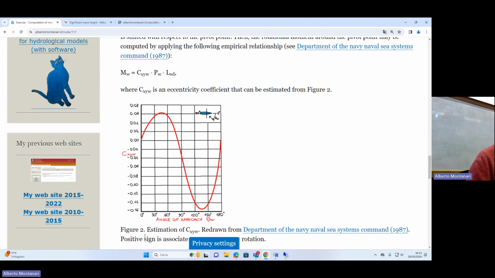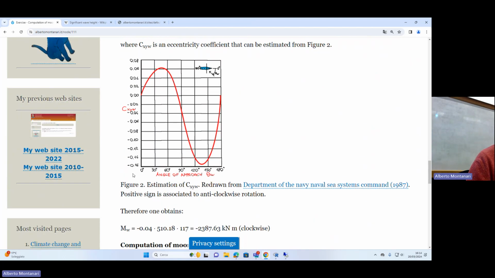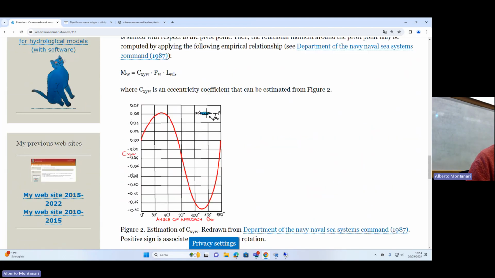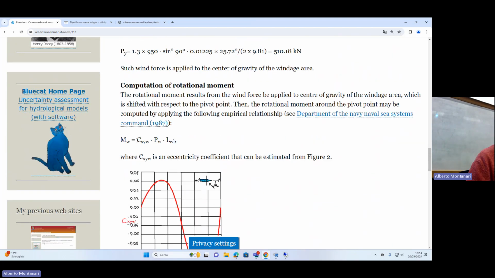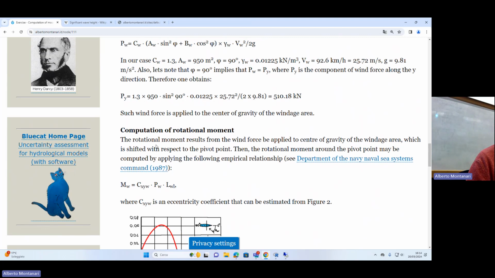Okay. So depending on the angle of approach, there is an eccentricity coefficient. And then we multiply the eccentricity by PW. I think here there is something that I need to correct. This is PY, okay, the force that we computed here. And then the length of the water line.